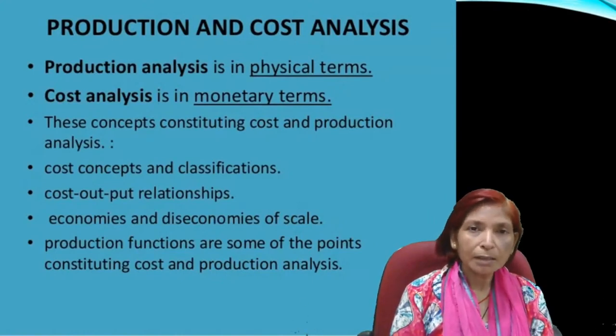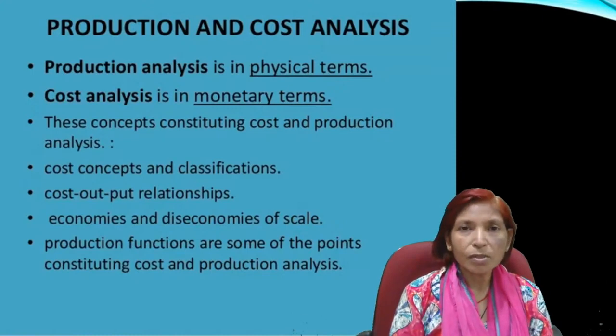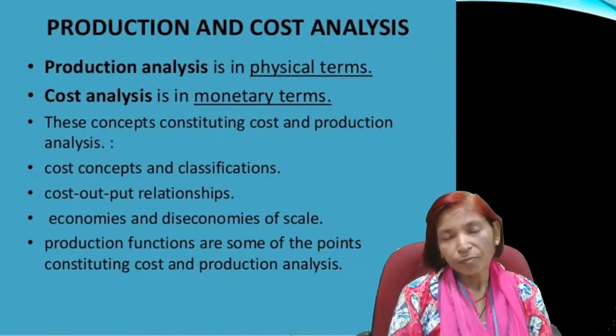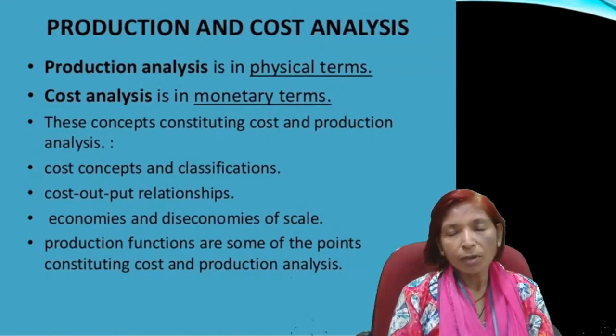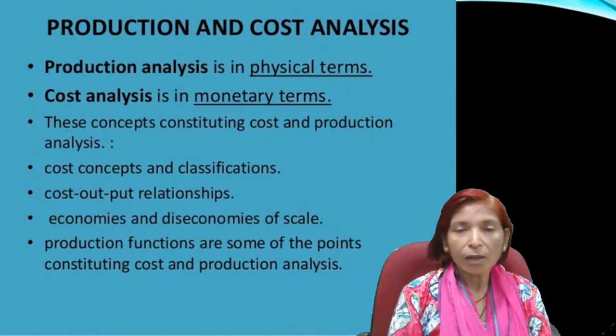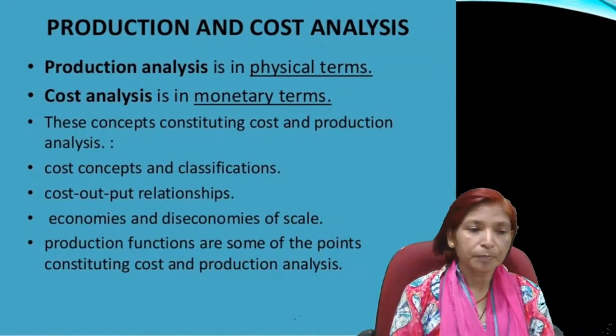In the beginning, that is called increasing returns to scale, and increasing returns to scale occur due to economies of scale. When production stages go down, the law of diminishing returns to scale is applicable. That law will be applicable due to diseconomies of scale.